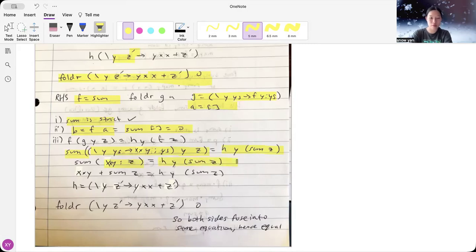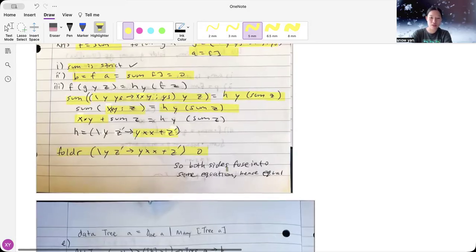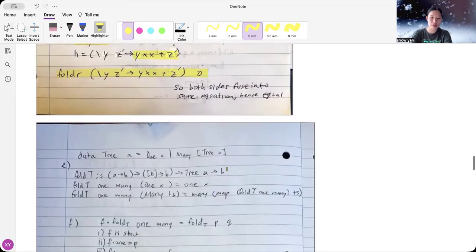And then on the right hand side, we have this, right? And then on the left hand side, we can further extract xy out of the sum by just doing that, and then just be sum z. So we basically have our h function just taking y and z prime as parameters, and then doing y times x plus z prime, right? So then we would get the same thing after the fold fusion. So since the two sides are equal, hence it's equal.